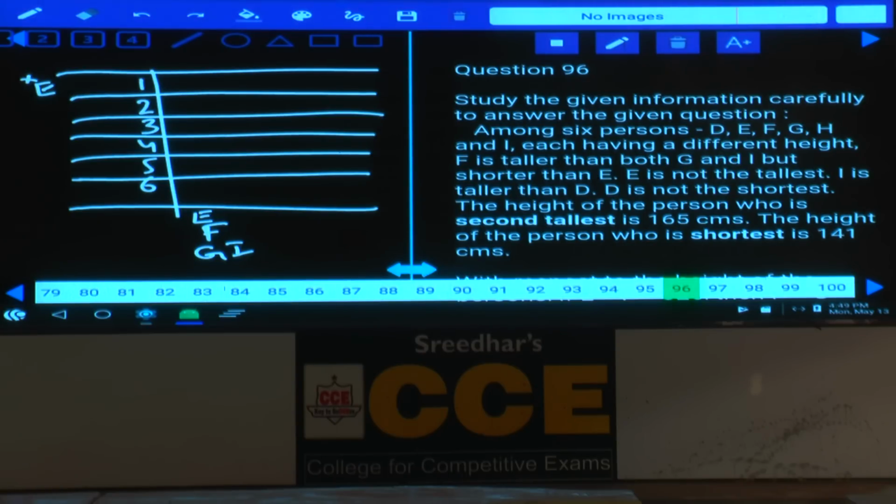And I is taller than D. As I is taller than D, isn't it? Hence D must be at the bottom. I is taller than D, but D is not the shortest, means G must be the shortest, isn't it?